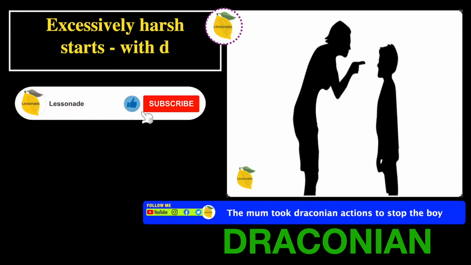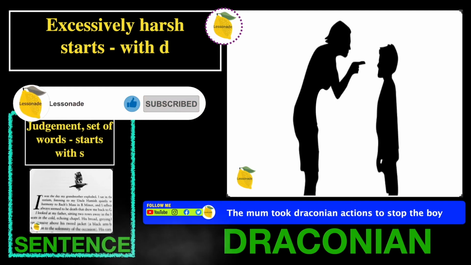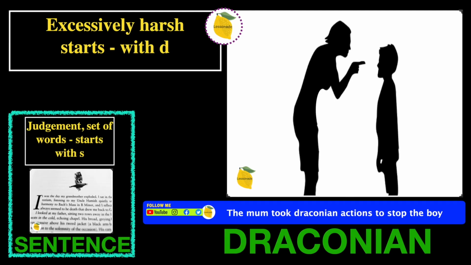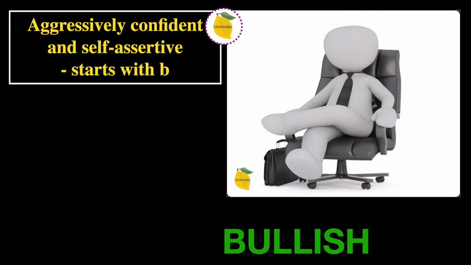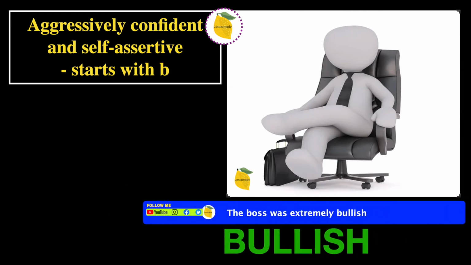Now, like always, let's recall the previous slide, and the previous slide is sentence. Let's go on to the next one. Aggressively confident and self-assertive, starts with B. In this picture, we can see someone who's very confident and self-assertive. So this means the word will be bullish, and the sentence is the boss was extremely bullish.